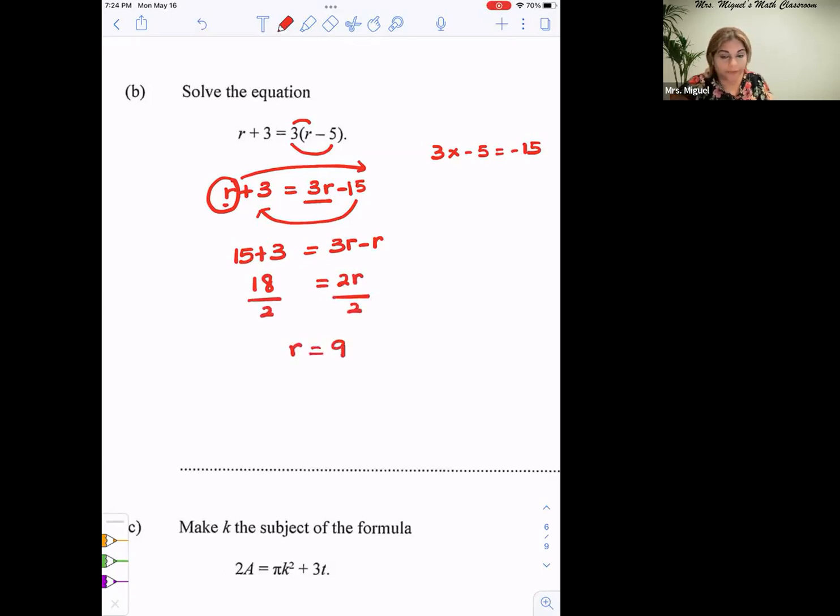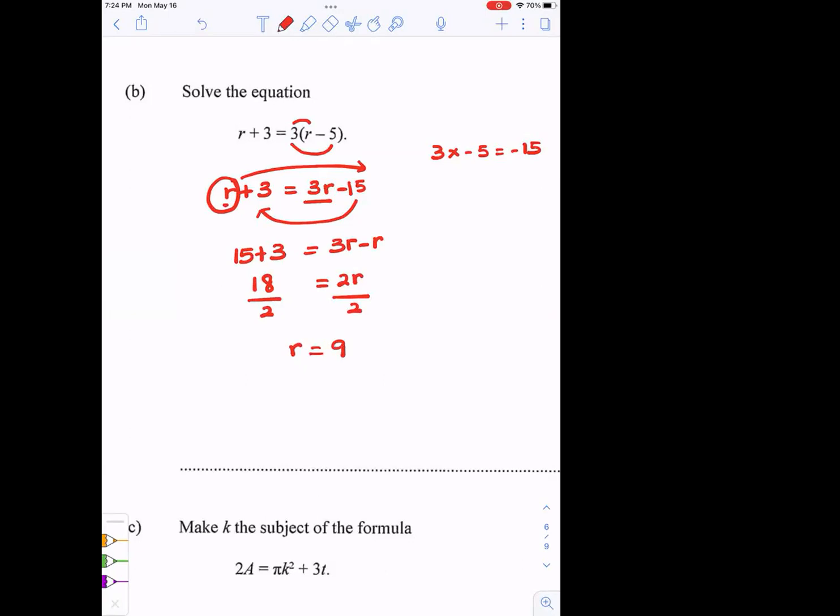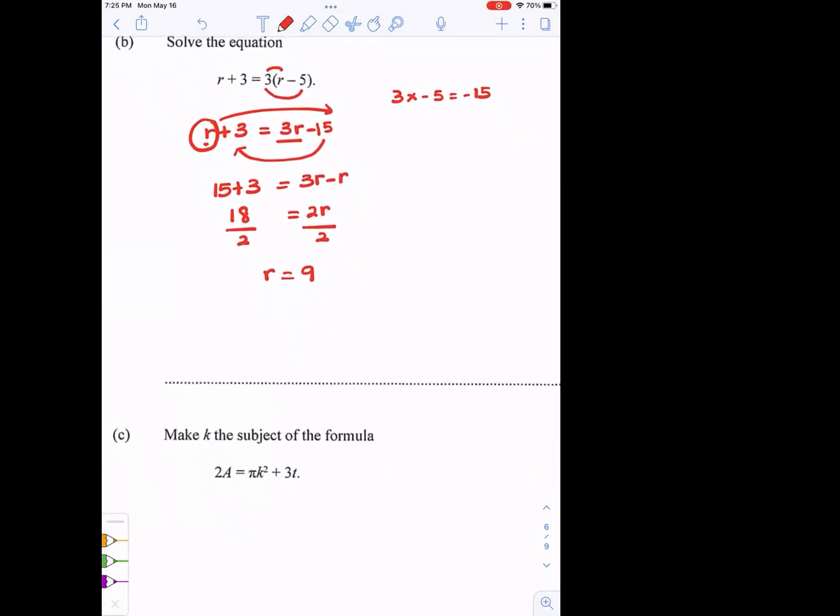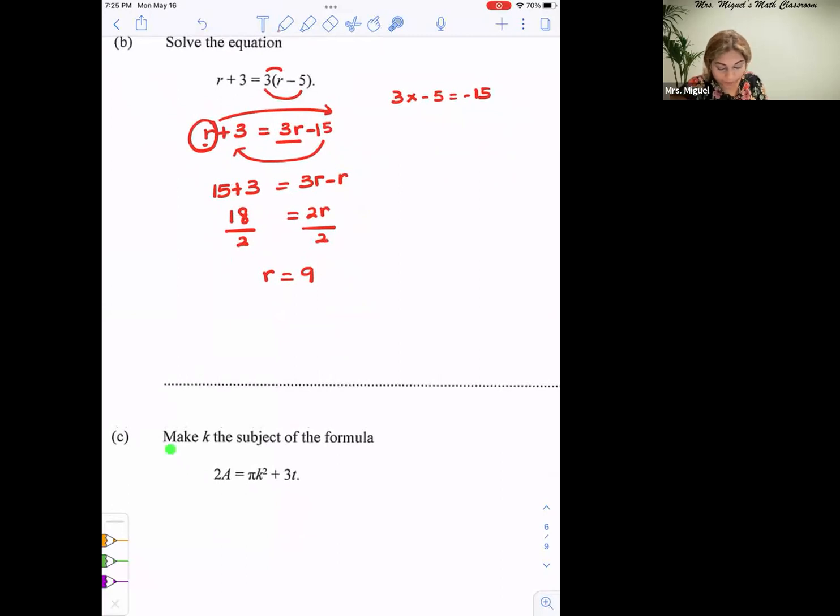Did you all get r equal to 9? Yes, miss. Here we have subject of the formula. This is what they are bringing in question 2. They did bring formula, and the only thing they can bring is transposition. What do we want to make? K. So here what to do? Write it down, circle this term in K.